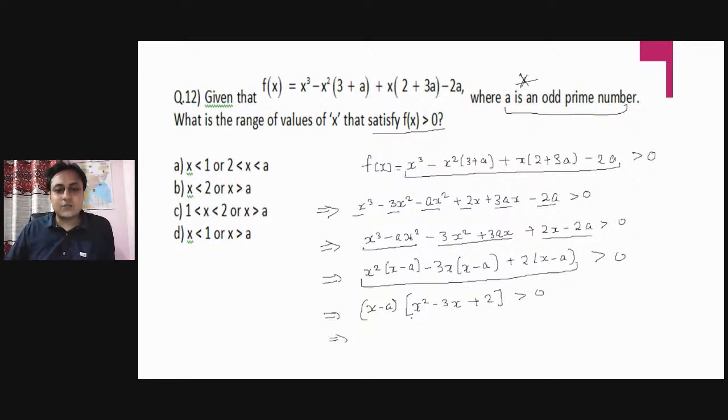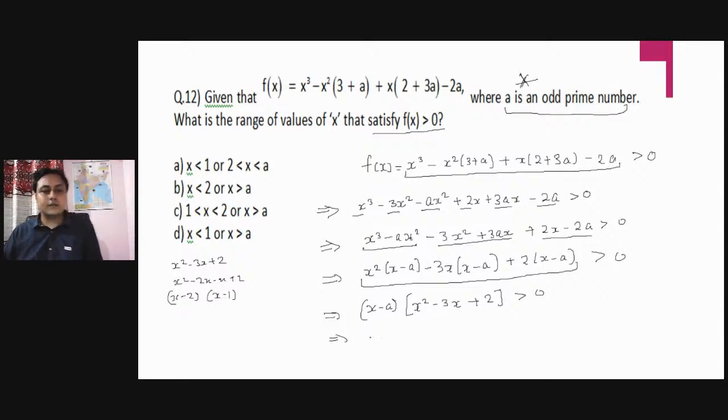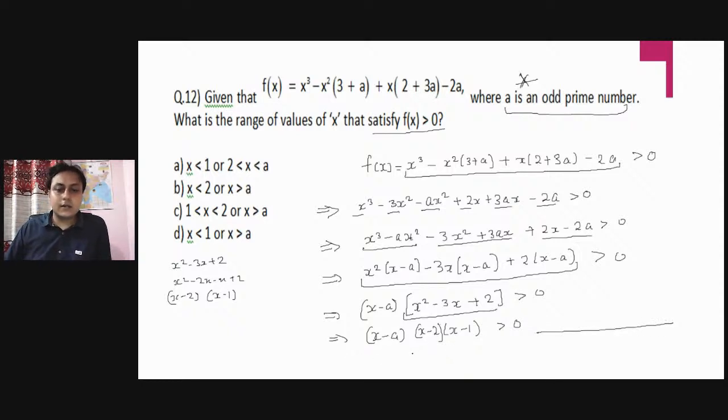Question over, guys. Just factorize this quadratic equation and apply the wavy curve method. You will get the answer in the next step, right? So when you factorize x square minus 3x plus 2, it should be x square minus 2x minus x plus 2, means x minus 2 and x minus 1, right? So x minus a into x minus 2 into x minus 1 greater than 0. So guys, apply the wavy curve method now. So in this case, critical points are 1, 2, a. So guys, put these critical points on the number line.